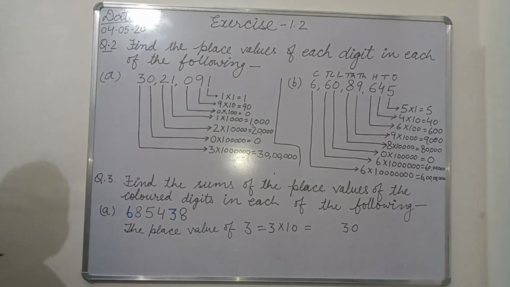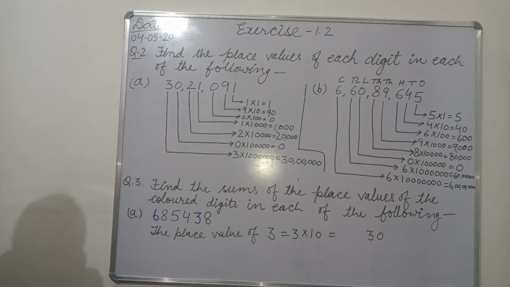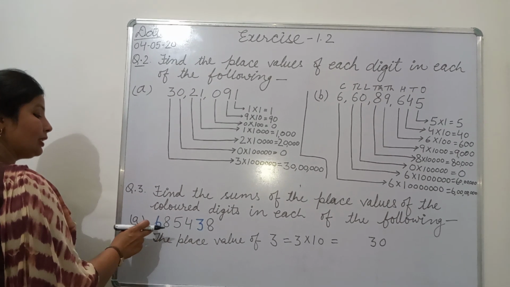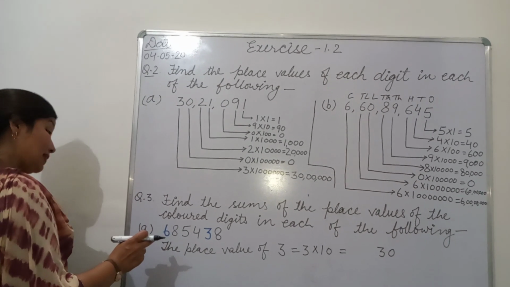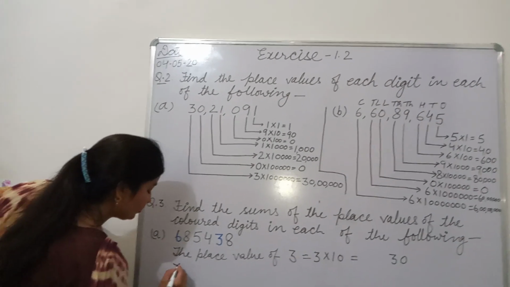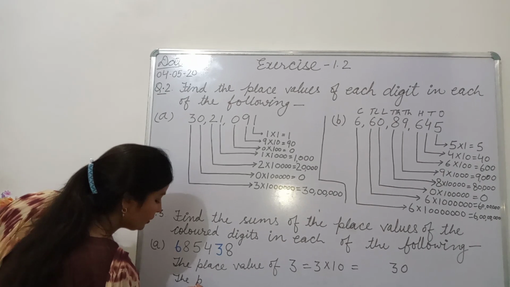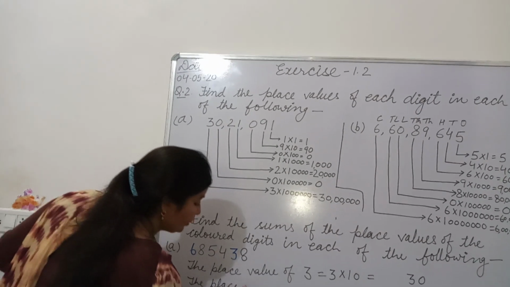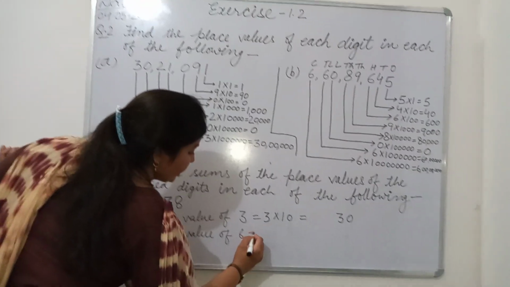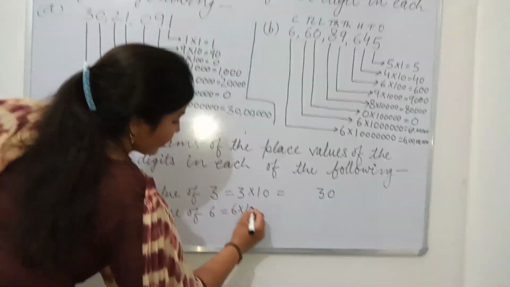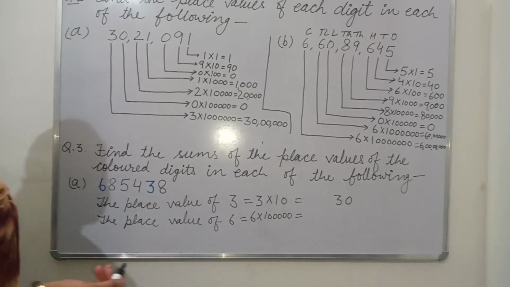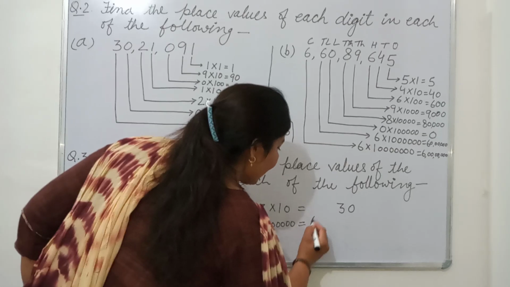Okay. Now next is the place value of 6. 6 is at which place? Ones, tens, hundreds, thousands, ten thousands, lakhs. So 6 is at the lakhs place. So the place value of 6 is 6 lakhs. The place value of 6 equals 6 multiplied by lakhs. So it becomes 6 lakhs.